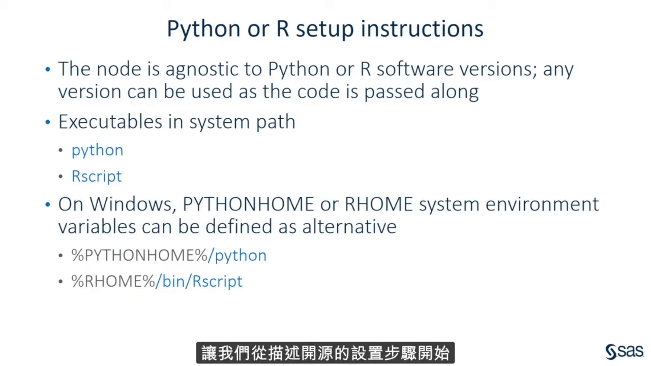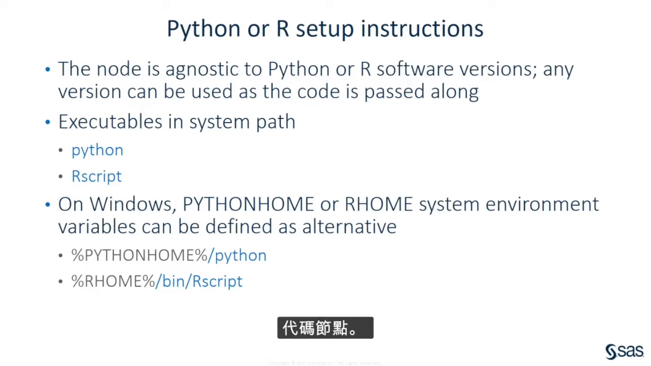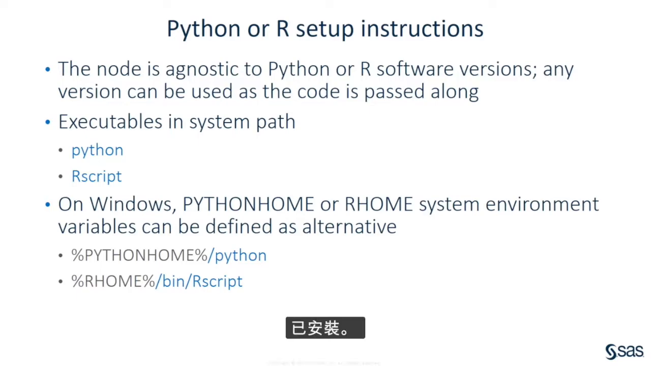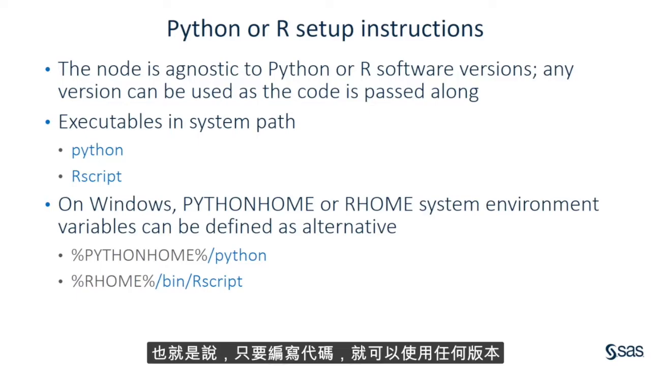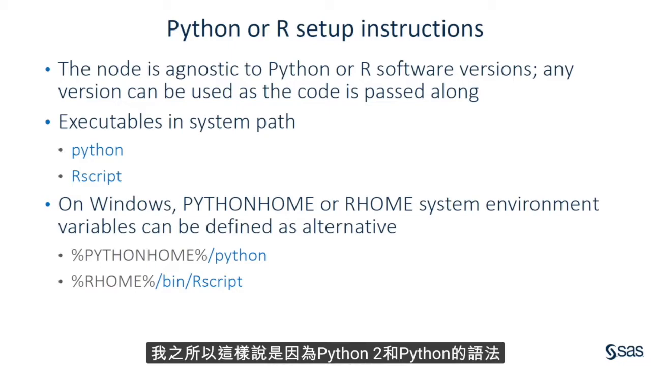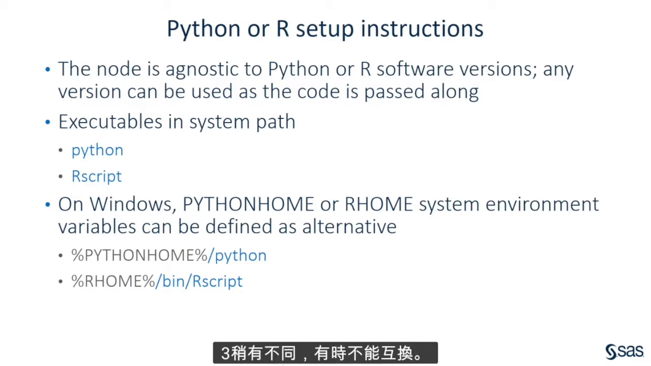Let's start by describing the setup steps for the open source code node. As I've already mentioned, Python and R have to be installed on the compute server. The node itself is agnostic to the version of the Python or R installed. That is, any version can be used as long as the code written in the node editor matches the installed version of the software.